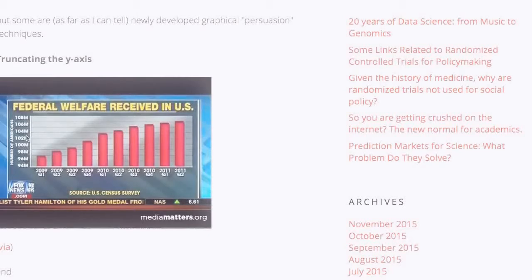Well, truncating the y-axis means that, in fact, of course, all of these bars actually start at 0. But for some arbitrary reason, we're just showing from 94 million. So it presents a very misleading indication of the actual differences in these bars. If you plotted them out, they'd look different.